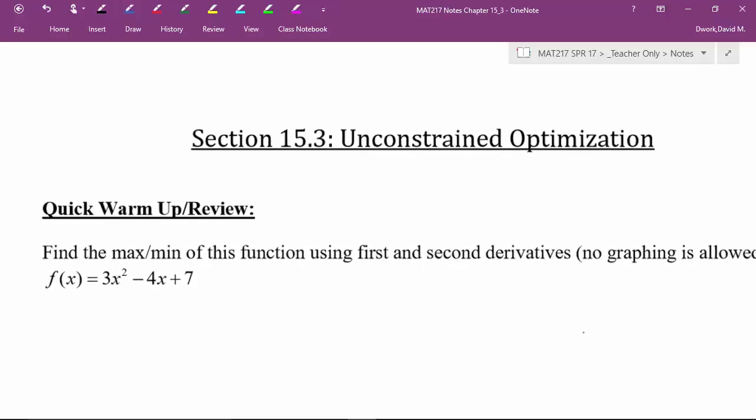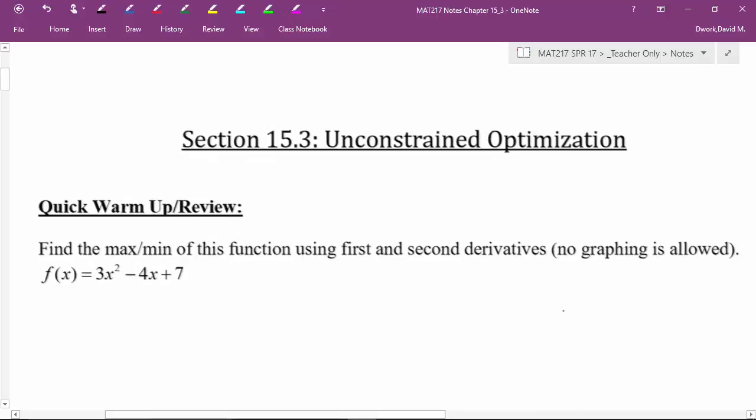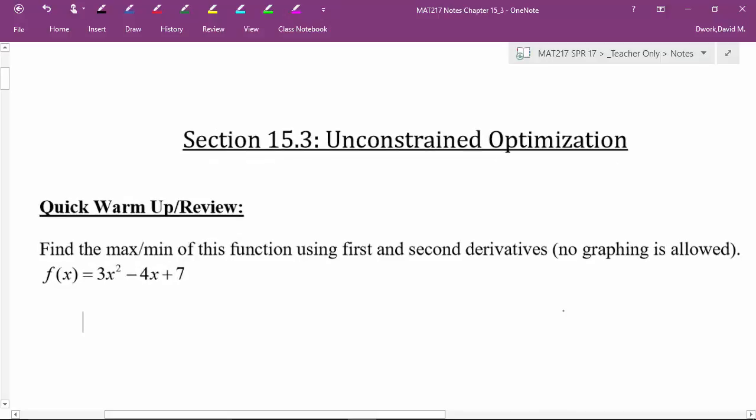So highly recommend, try it yourself. See if it comes back. Find the min or max of this equation using first and second derivatives. No graphing is allowed. You cannot use your graphing calculator because when we go forward here, when we're graphing in 3D, you're not going to be doing that, and you're definitely not going to be sketching graphs by hand. So you've got to get the big idea. Okay, pause the video, give it a shot.